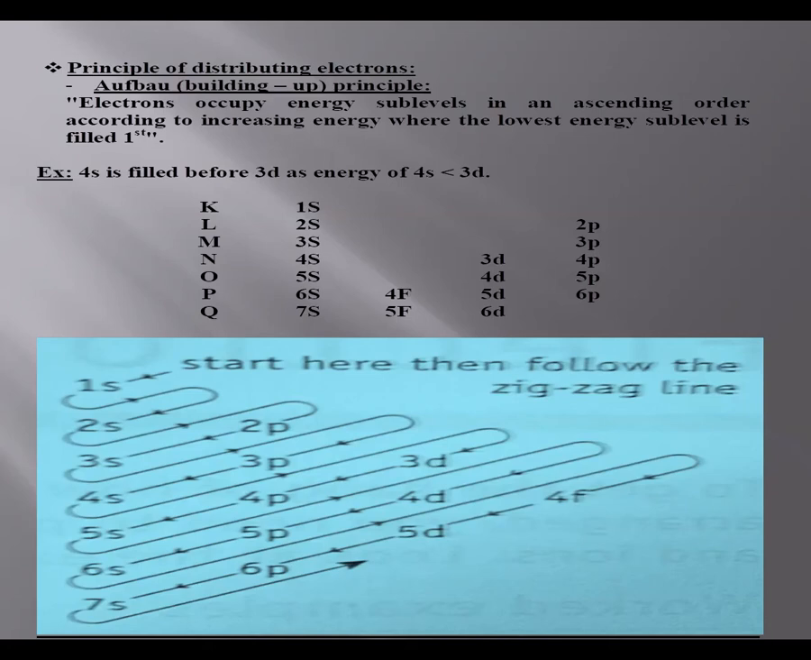After that, we are going to talk about the distribution of electrons, the electronic configuration. We have 2 rules to distribute the electrons in energy levels. Number 1, the Aufbau principle or building up principle, which states that electrons occupy energy sublevels in ascending order according to the increase in energy, where the lowest energy sublevel is filled first.